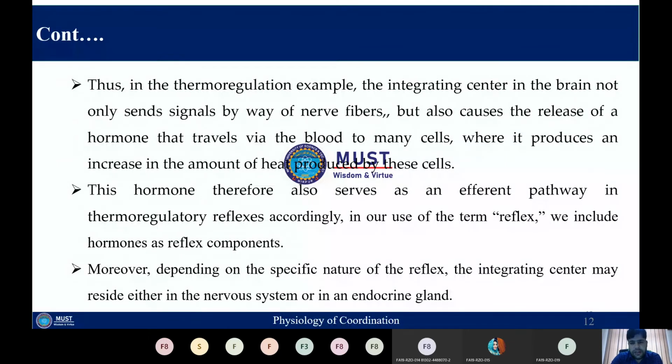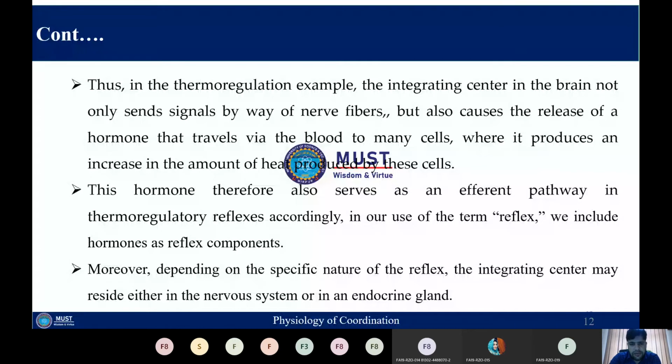So if you look at the thermoregulation example, the integrating center, which is actually the brain, sends signals by nerve fibers, but simultaneously it can also cause the release of a hormone that travels via the blood to many cells. When the hormone is released in the blood and moves to many cells of the body, it may increase the metabolism of the body, and it can also result in increased production of heat.